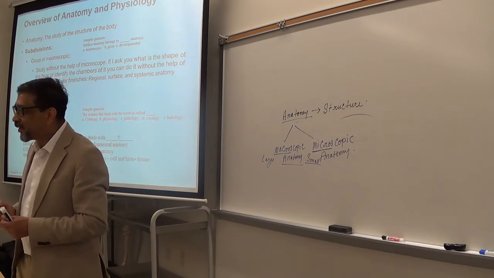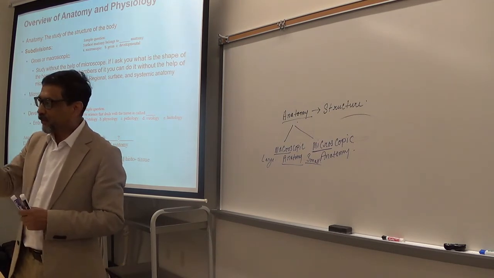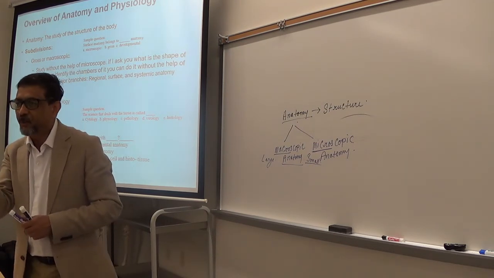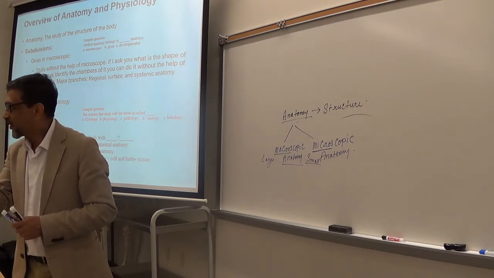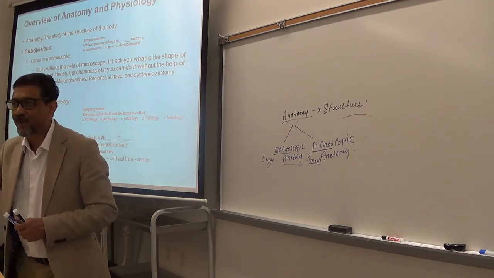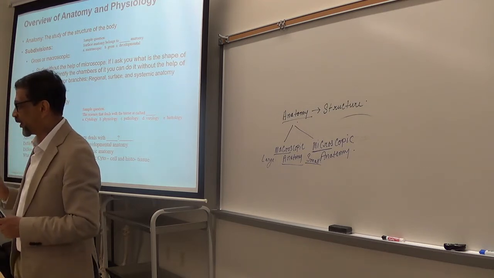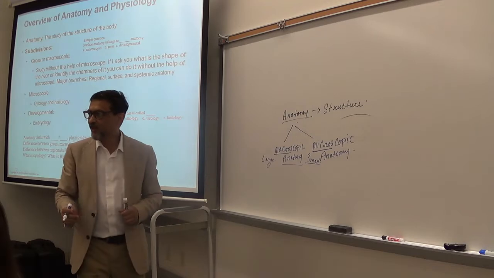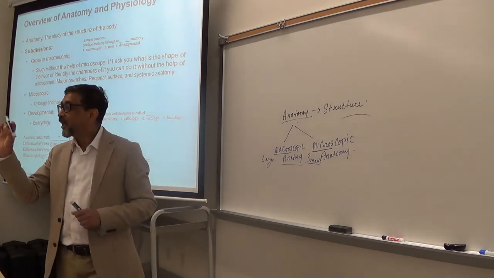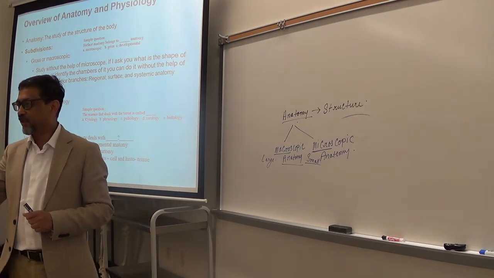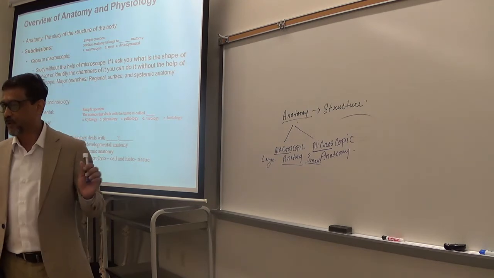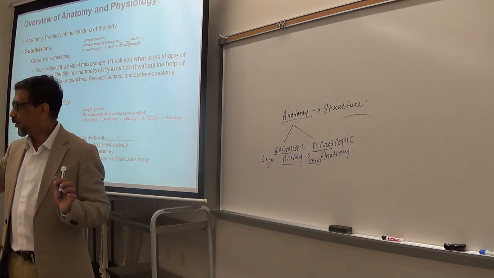Now if I tell you to see the heart tissue under the microscope and see the cells or muscle fibers, you need what? Microscope, right? So that is microscopic anatomy. Is it clear? So the study of the tiny structures, small structures with the help of the microscope, right? That is microscopic anatomy.